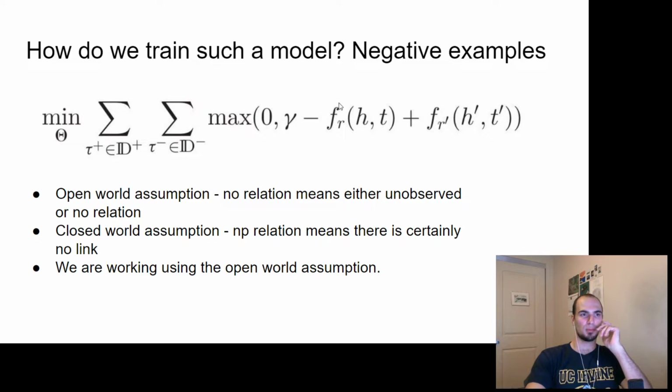And this objective just says that if the entry is missing, the score for this entry should be lower than the scores for the entries that we observe. But it doesn't necessarily say that it's 100% wrong. If we're operating in the closed world assumption, it's a little bit different. In this case, the absence of a relation means that we're certain that there is no relation, and we could just use any of the absent relations as a negative triple.